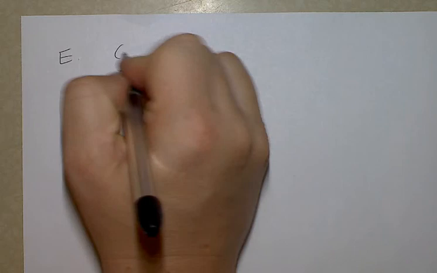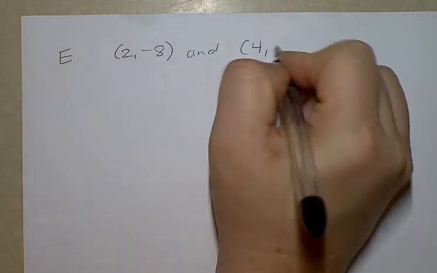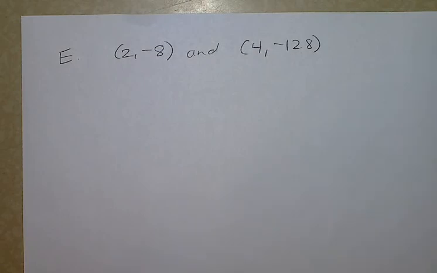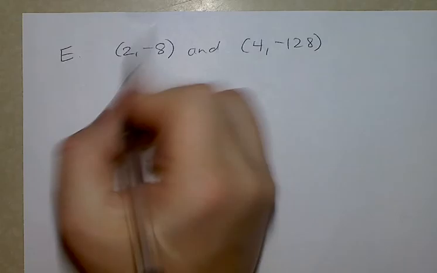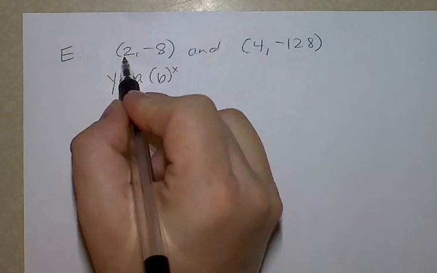Let's go on to option E. I'll give you a chance to write down the two ordered pairs. Neither one of the ordered pairs represents the y-intercept, so I can't simply say a is this value. I'm going to choose the easier of the two to begin with. Substitute in 2 for x and -8 for y.